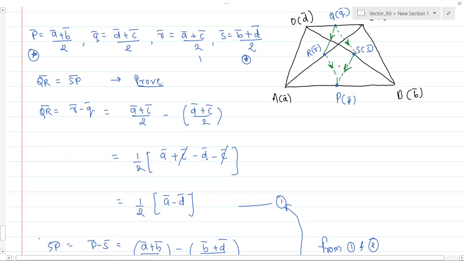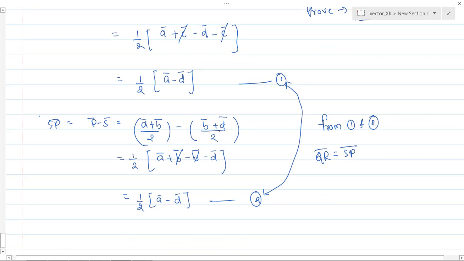Once QR and SP is done, then next, what will you do? Prove. Okay, what do we have to prove? QS bar is equal to RP bar. Okay, so if you are able to prove this, then of course we have proved that this PSQR is a parallelogram. Opposite sides should have the same direction as well as the same length. So similarly we can prove that QS is equal to RP.